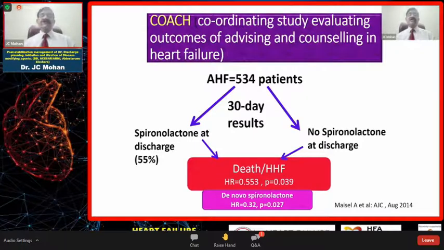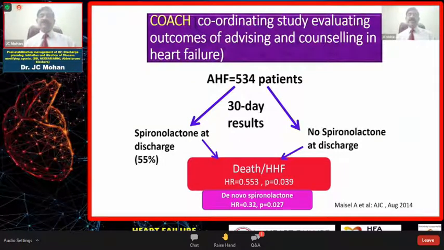But this data by Alain Maisel called the COACH study, a very interesting randomized study, has shown that if you give spironolactone at discharge or don't give spironolactone at discharge in a randomized fashion, 30-day results show a 45% reduction in the primary endpoint of death and hospitalization for heart failure just by adding spironolactone therapy. And this is very impressive data.